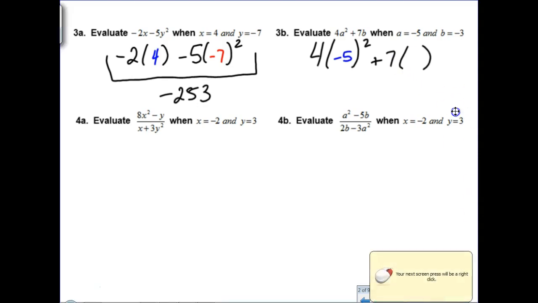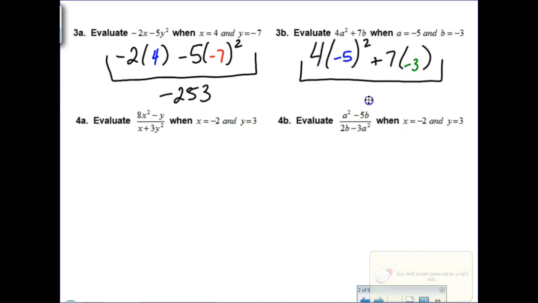Oh man, I'm having a lot of technology trouble today. Let's make sure this is working. All right, here we go, negative 3. So again, you are more than welcome to just type all of this in your calculator in one step. Make sure the negative 5 has parentheses around it before you square it. And I think I already did this one. Let's see, I got a 79.